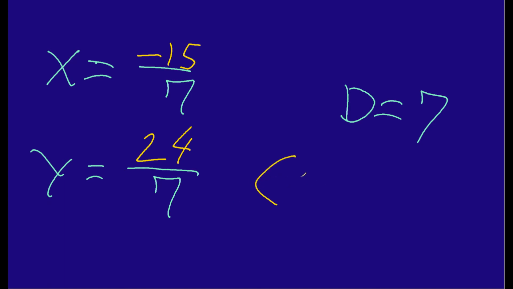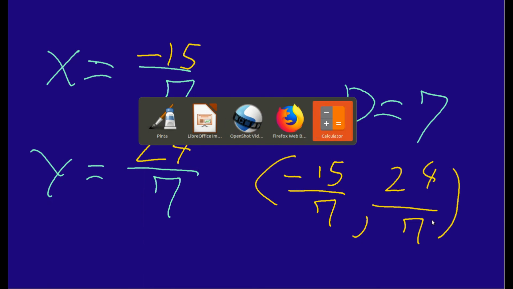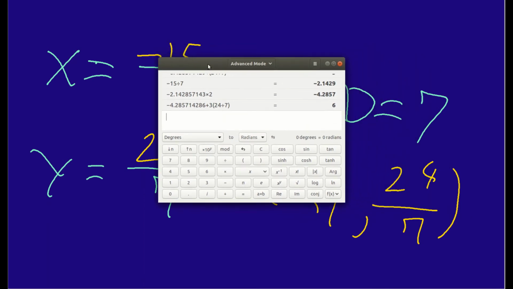notation here, our standard notation. It's going to be negative 15 over 7, 24 over 7. This is where the two lines line up. Now, just to make sure that this is clear, we're going to go ahead and see if we can put this in the computer, or I'm sorry, in the calculator, and see what we find here.